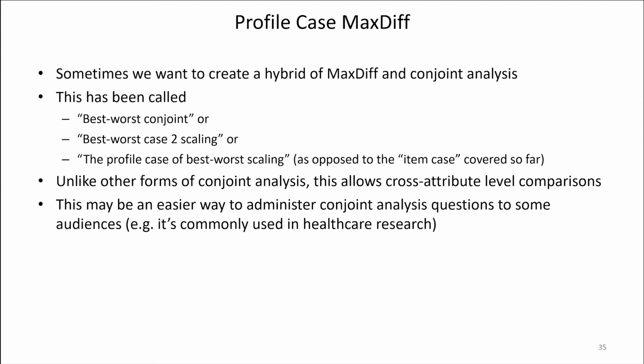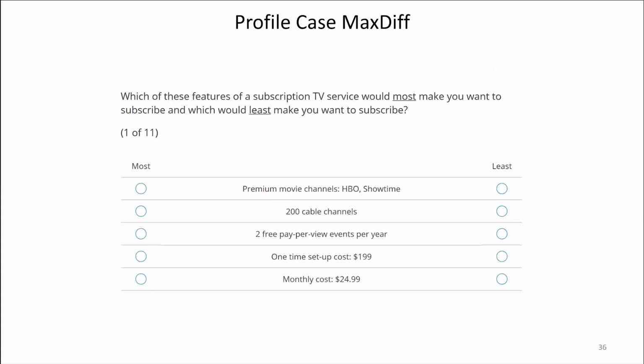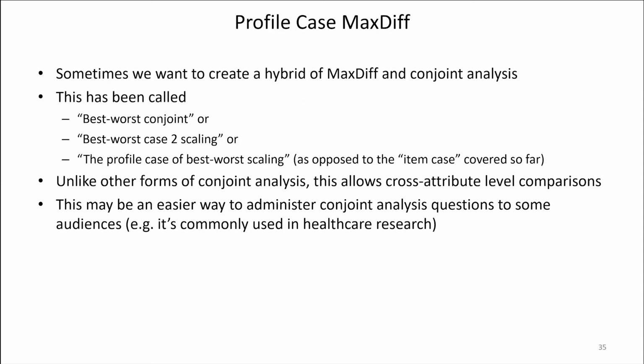So one of the no-nos when we're doing conjoint analysis, if we've got brands and prices and so on in there, is that we can't compare the utility of a given price point to the utility of a given brand or of one of the levels of color or one of the lengths of warranty that we've studied. With this kind of MaxDiff, you actually can do that. Now let's see. So here's an example of what such a question looks like.